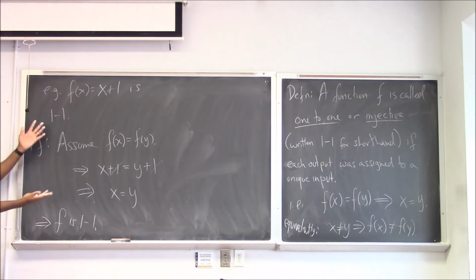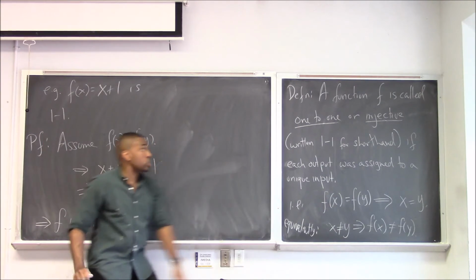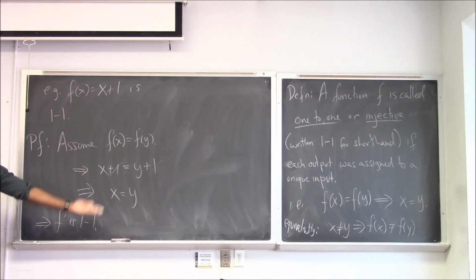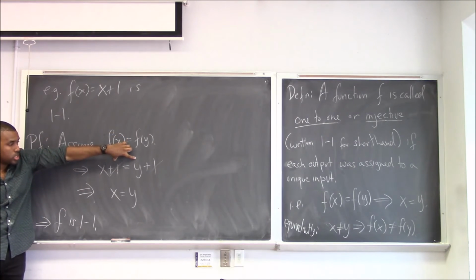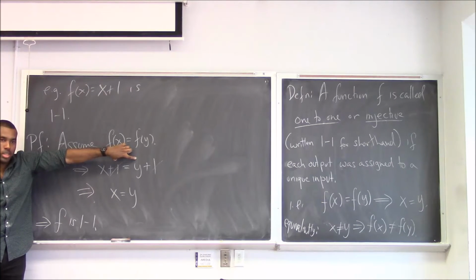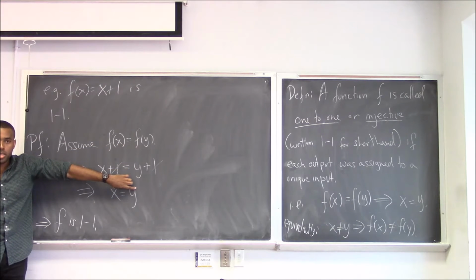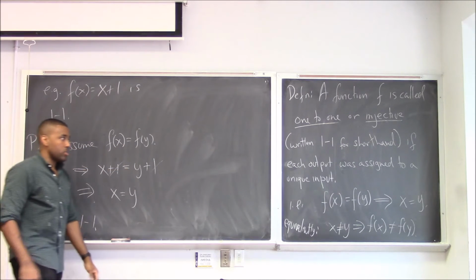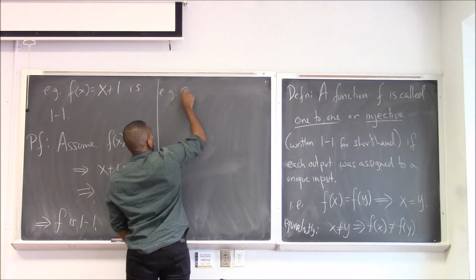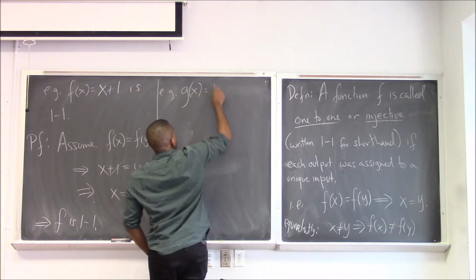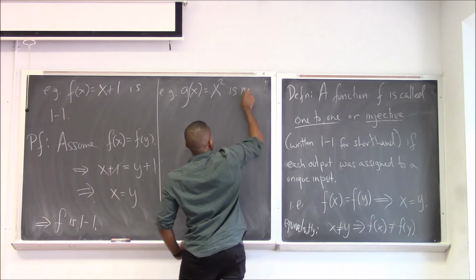So here's an example of a proof. I have a definition. I have to show that this function fits that definition. If I assume the outputs are the same, it's the same as assuming this equation. And I can show through logical means, in this case subtracting 1 from both sides of the equation, that the inputs have to be the same. So I've proven that this function is one-to-one. I can have an example here that says g of x equals x squared is not one-to-one.